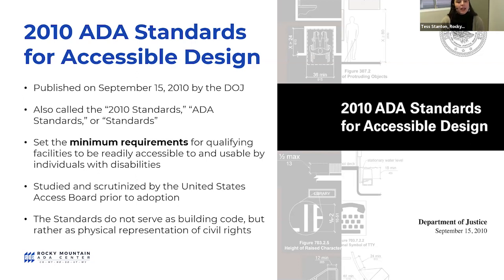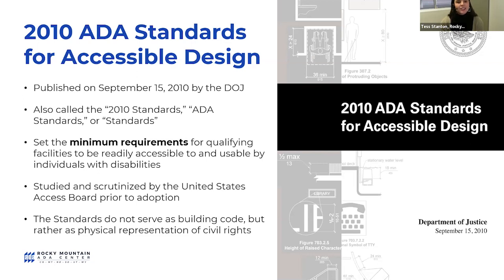These standards set the minimum requirements for qualifying facilities to be readily accessible to and usable by individuals with disabilities. So in other words, they set the standards for what facilities should look like at minimum to be accessible for people with disabilities. Again, it's important to understand that these standards are the minimum. So it's always a good idea to go even above and beyond what these standards require to create even more accessibility. But this is kind of like a baseline of physical accessibility.